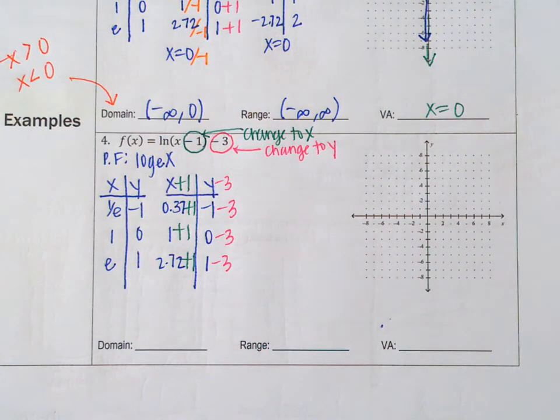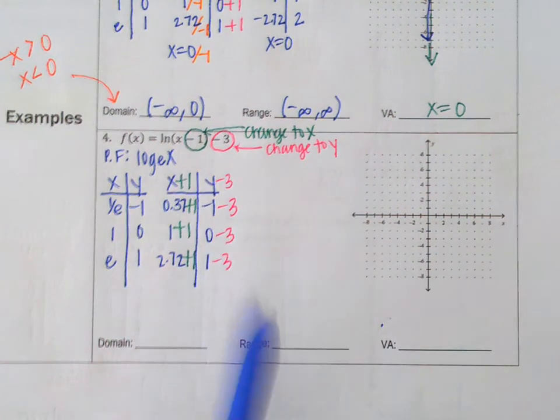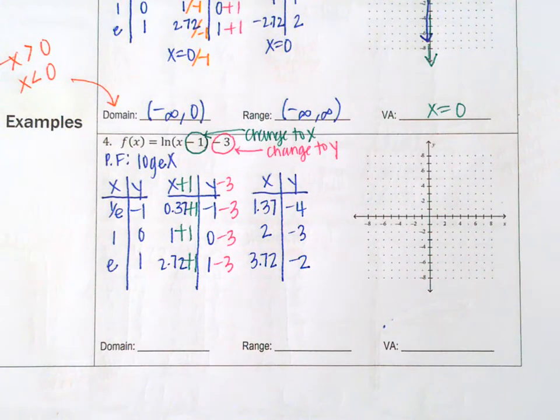So I put my transformations into my table. Remember, change to x is the opposite operation, so I added 1. Change to y is the same operation, so I kept it the same. And now I have my final table.